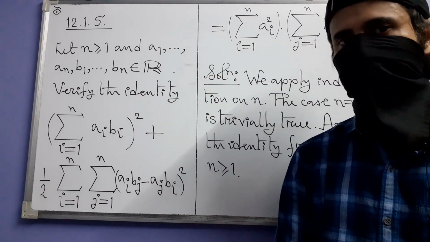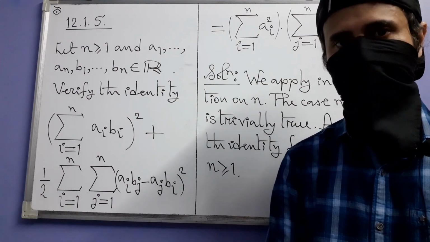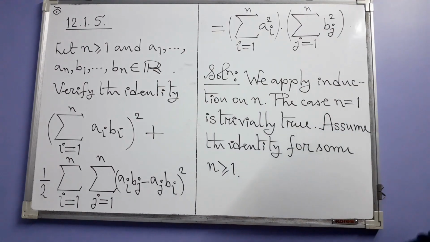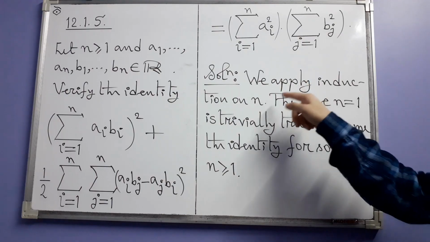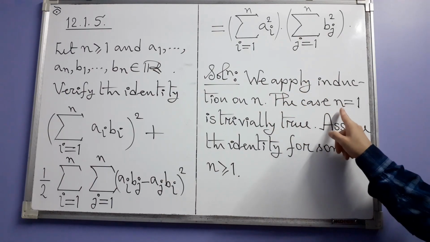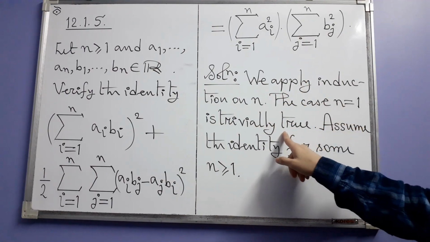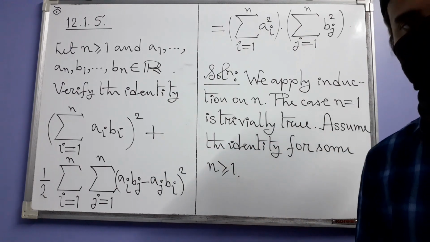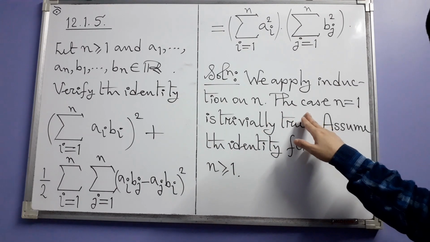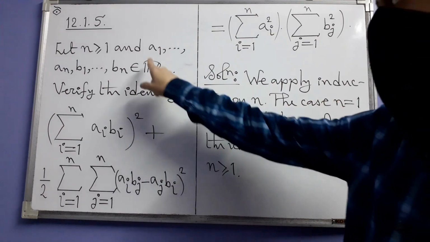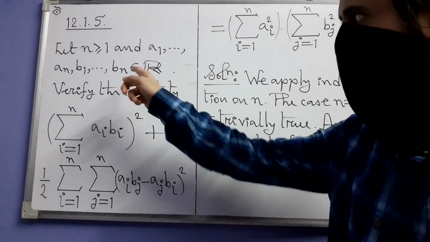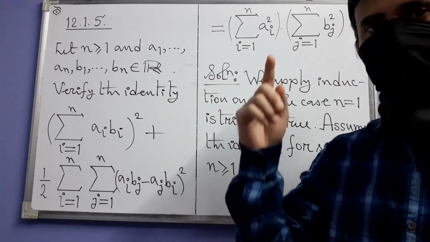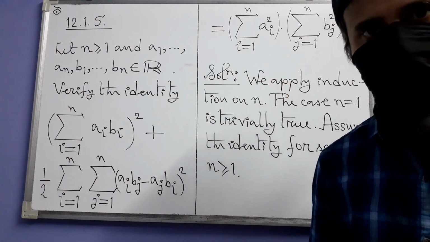We are going to prove this identity by induction on n. So accordingly, we start like that. We apply induction on n. The case n equal to 1 is trivially true, which will be the basis for our induction. How is it trivially true? What happens when n is 1? If n is 1, then there is only one a and one b, and they are respectively a1 and b1.